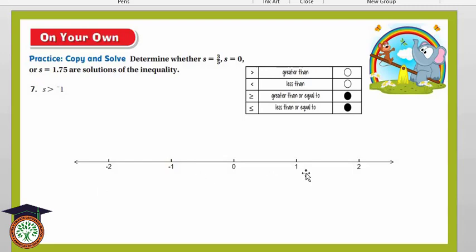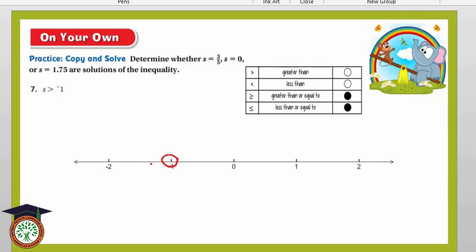This question here, actually, he's asking us to check 3 points. He gave us our inequality, and he's asking us to determine whether s equals 3/5, s equals 0, s equals 1.75 are solutions of the inequality. We're going to plug in also. We're going to draw our graph to make it easy. S is greater than -1. Where is -1? It's here. So I'm going to draw a circle around -1.